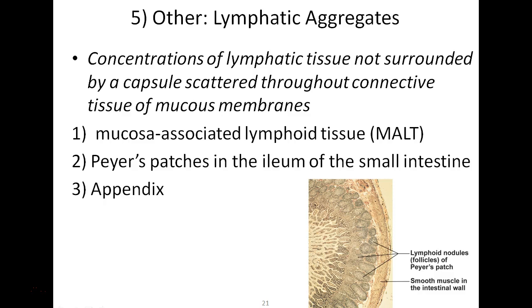Lastly, the appendix is considered a general lymphatic aggregate. The function of the appendix is sort of multiple. We talk a little bit more about it in the digestive system. In the digestive system, we discuss how the appendix can act as a sort of refuge, a quote-unquote reservoir for natural bacteria that dwell within the gastrointestinal tract. That appendix also has MALT, some mucosa-associated lymphatic tissue to help fight against foreign invaders and pathogens.